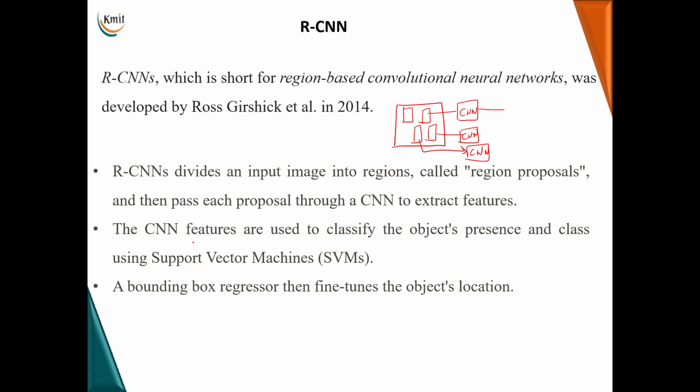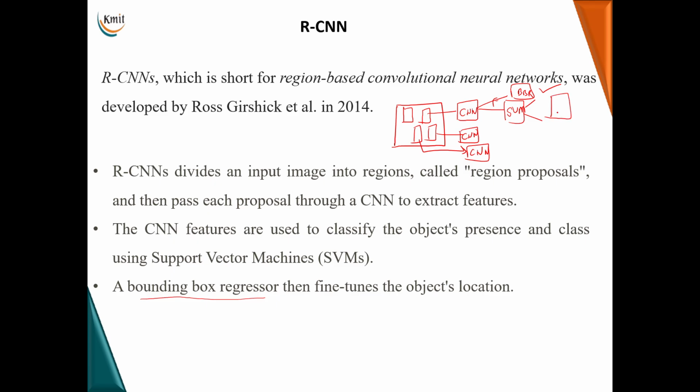Once the features are extracted, the CNN features are used to classify the objects present in the class using a support vector machine. The extracted features will be given as input to the SVM, which is a supervised machine learning algorithm used for classification, and it will classify based on the class labels. As well as that, at the output you will also have a bounding box regressor which will fine tune the object's location. The main idea behind using this bounding box regressor is that it will predict the object class and define the position of the bounding box also. So this bounding box regression adjusts the coordinates for more accurate localization.